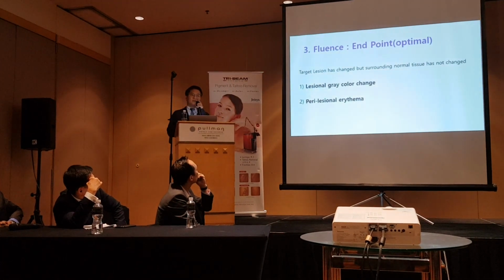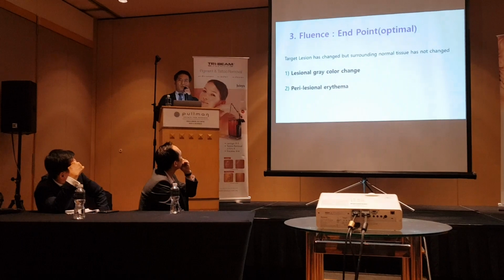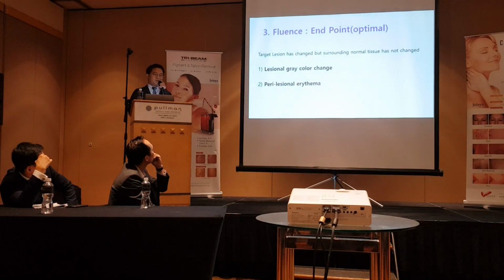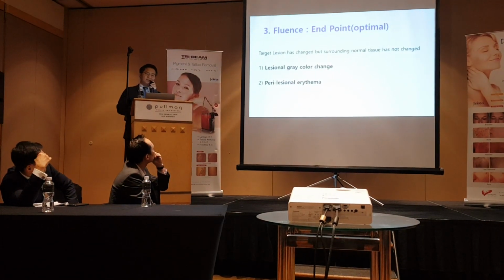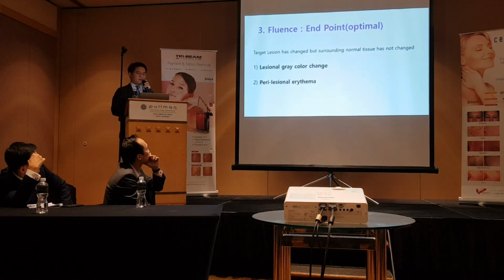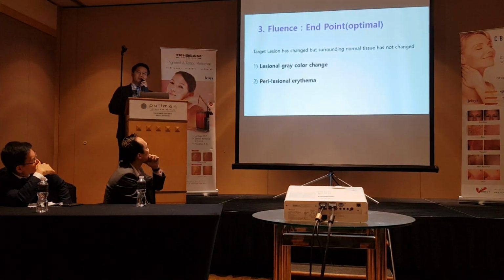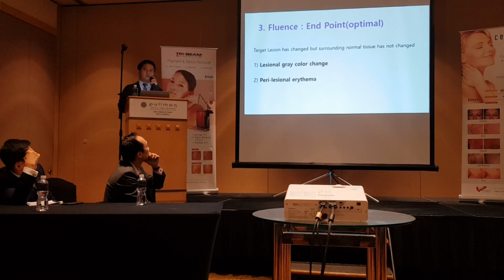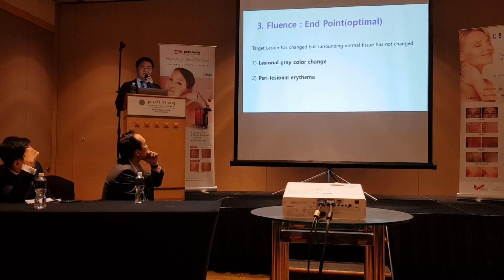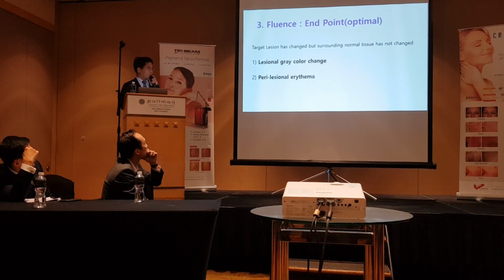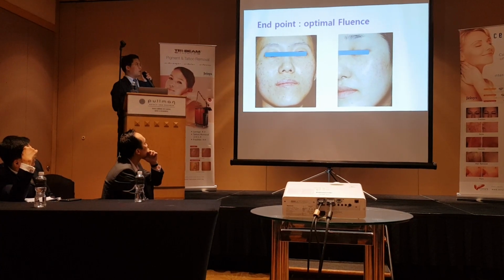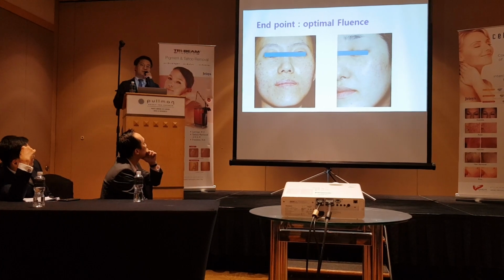Third, fluence determines the endpoint. We want an optimal endpoint, which is that the target region has changed but the surrounding normal tissue has not. First, a gray color change of the region, which I call regional gray color change. And second, delayed peri-regional erythema. I think that is the optimal endpoint and optimal fluence.